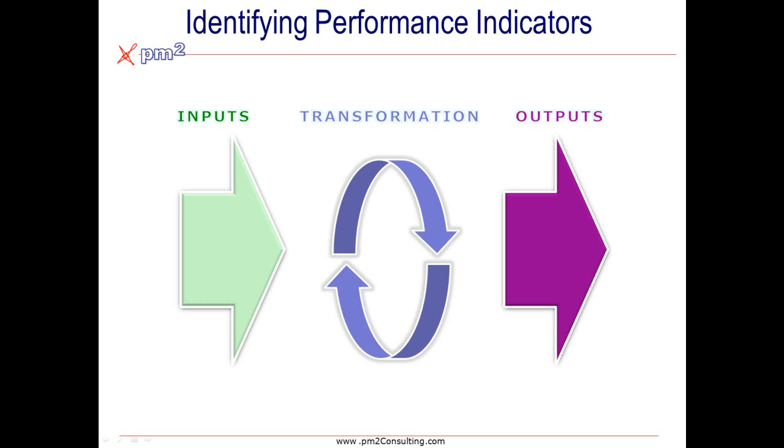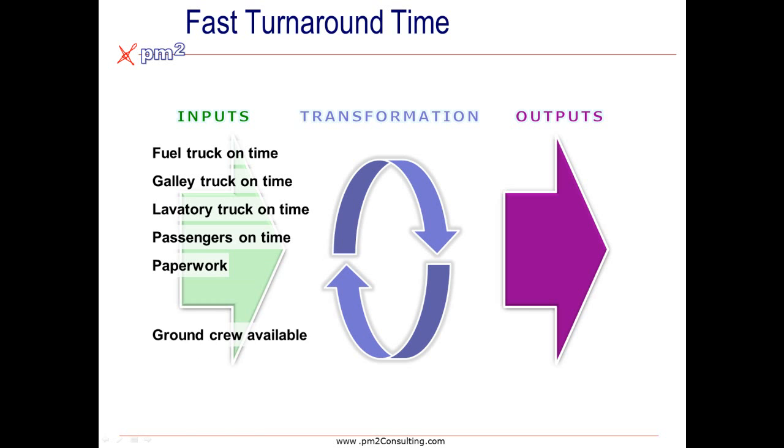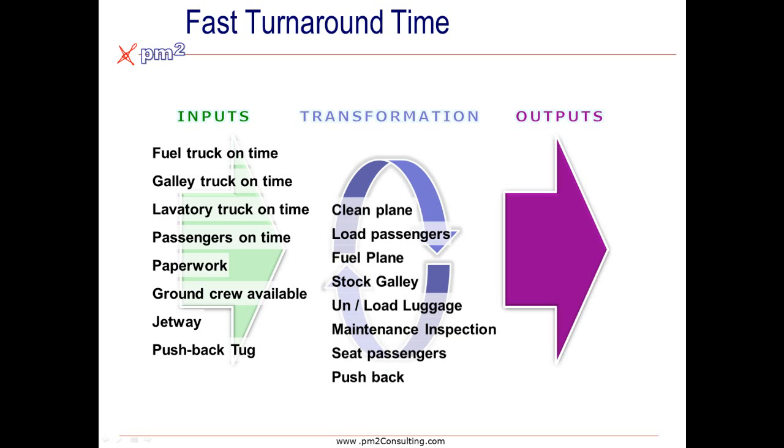Well, inputs to help them turn the plane around quickly are things like, are the fuel, galley, and lav trucks there on time? Do we get our passengers ready to get loaded up on the plane quickly? Have we got the ground crew ready and the jetway and all those sorts of things? So we could measure all of those as indicators on whether we're going to be able to push back and get in the air on time. But they're just inputs.